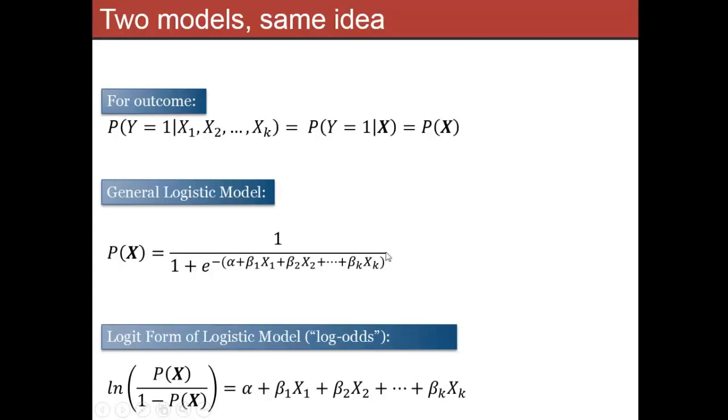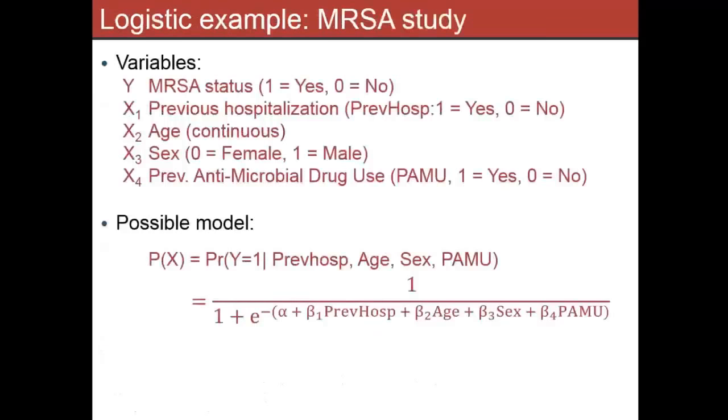And then we showed that if you take the logit of this thing, which is p over 1 minus p, and then you take the log, you get this much more familiar, friendly, nice version of the model down here. So this is the logit or the log odds form of the model. And so we wanted to talk about just what this looks like in a real situation. So here is that MRSA example again.